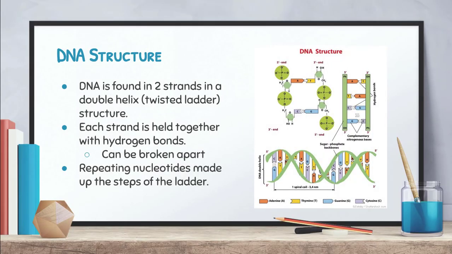So as we mentioned before, DNA is found in two strands in a double helix or twisted ladder type structure, and each strand is held to one another utilizing hydrogen bonds. Now, the reason they use the hydrogen bonds is that they can actually be easily broken apart. We're actually going to need to access the nitrogen bases A, T, C, and G when we perform DNA replication or protein synthesis. The repeating nucleotides also make up the steps of the ladder, so you can see how the structure of DNA is appropriately formed.